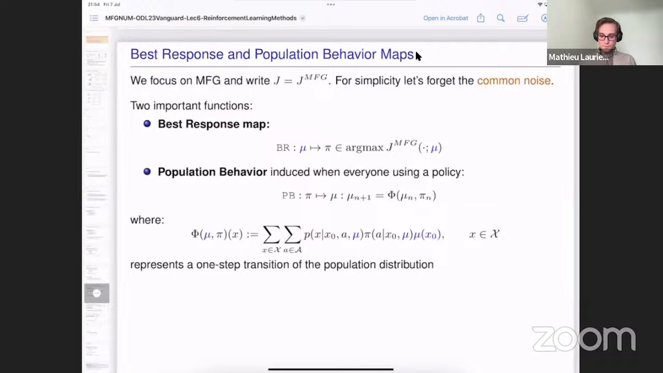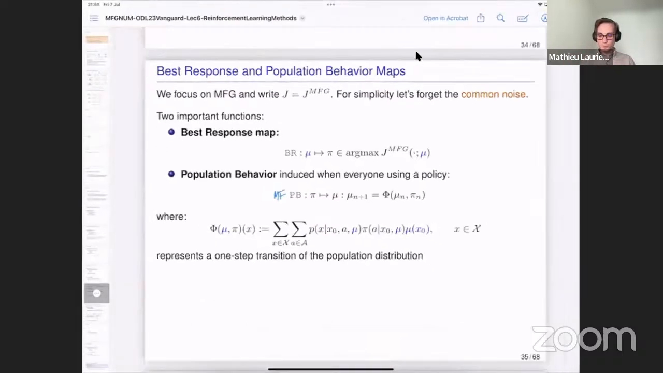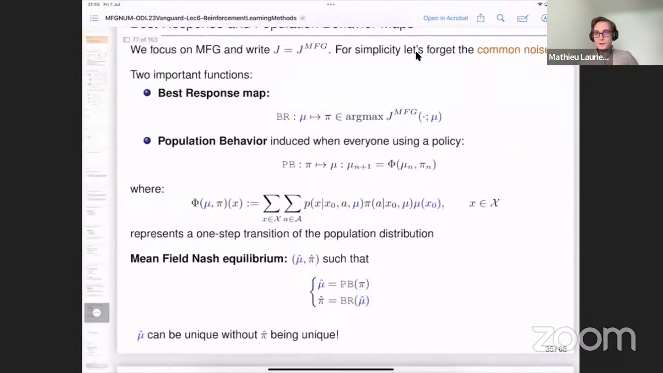And same thing for the population behavior. I already defined it before. Maybe I denoted it MF instead of PB. So I will use different notations, but basically it means you update the mean field based on the current policy. So for example, you start from an initial distribution and then you push forward using the policy. And a mean field Nash equilibrium is a fixed point of this.